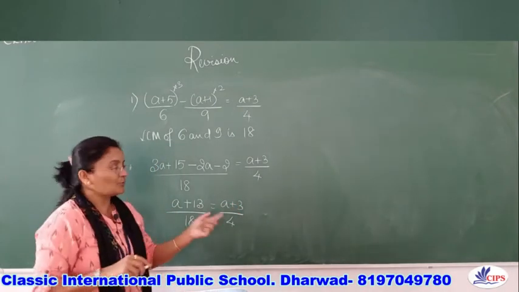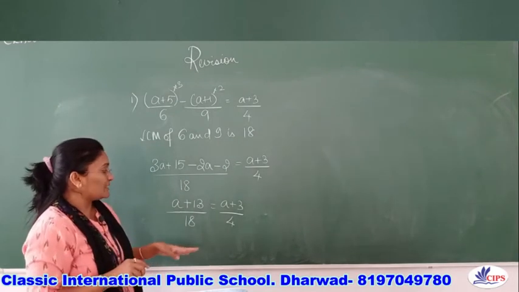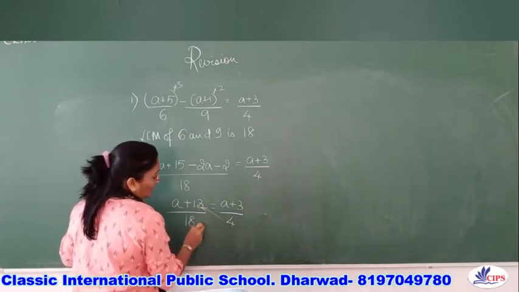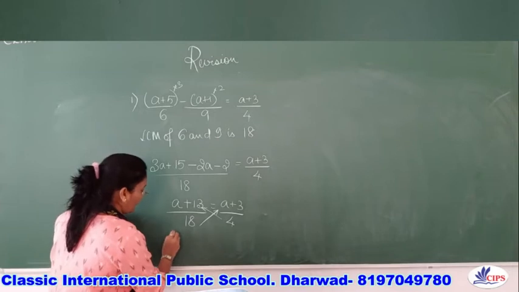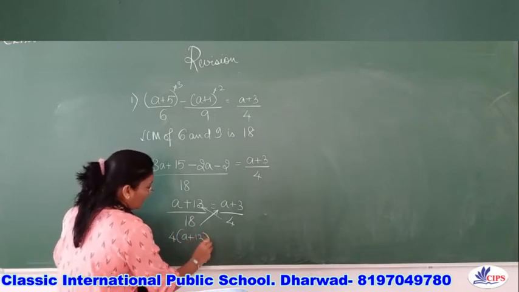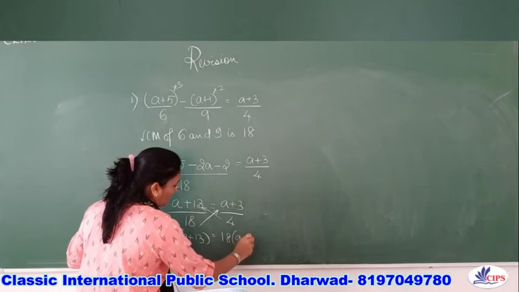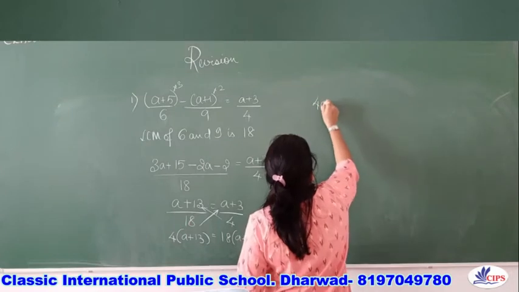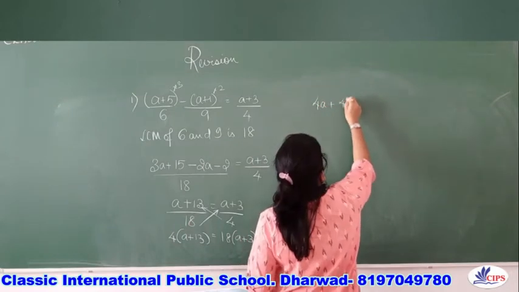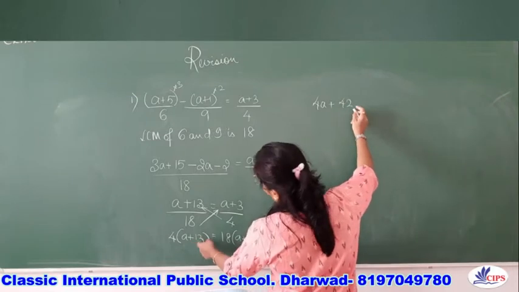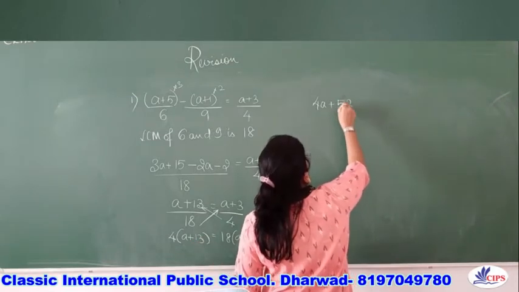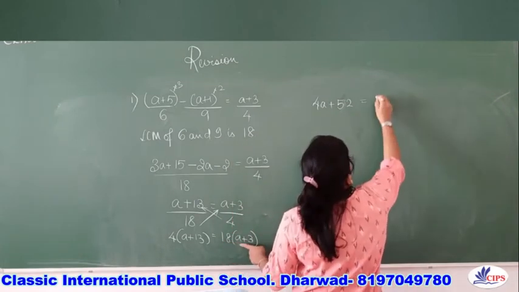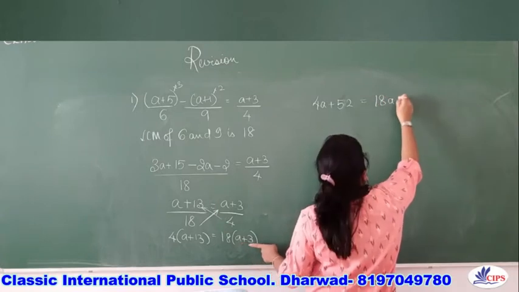This type of sums also you have in your textbook. Now what will be your next step? Here we have (a + 13)/18. Now we have to cross multiply. When we cross multiply, we get 4 into (a + 13) equals 18 into (a + 3). So I'll continue the sum. When I multiply 4 into a, we get 4a, plus 13 fours is 52, equals 18 into a which is 18a, plus 18 threes is 54.